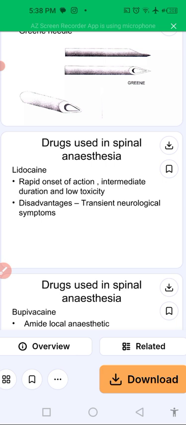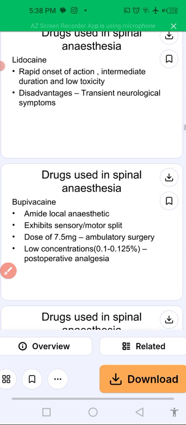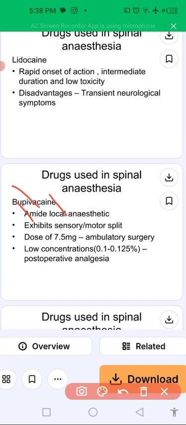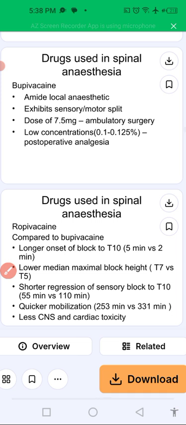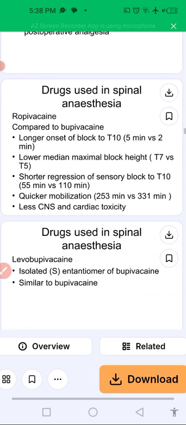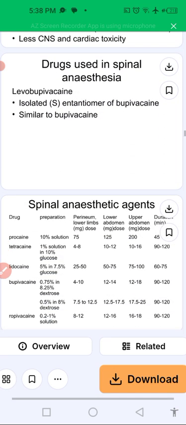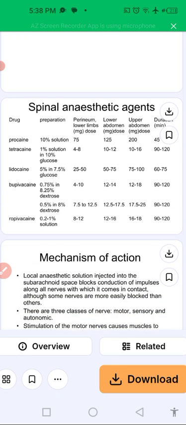The drug lidocaine or bupivacaine is given. Most commonly we use bupivacaine, which is an amide local anesthetic, and a sensory and motor split blockade is there. The dose is 7.5 mg for ambulatory surgery. Low concentration is 0.1 to 0.125%, and post-operative analgesia is also there. In spinal anesthesia ropivacaine is also used, but we use bupivacaine. There are different doses of bupivacaine according to the surgery.